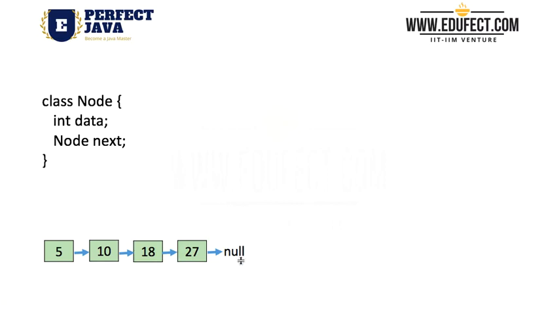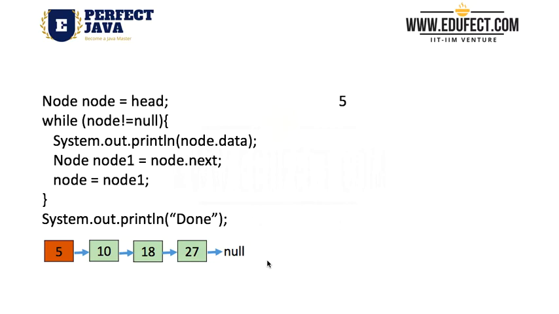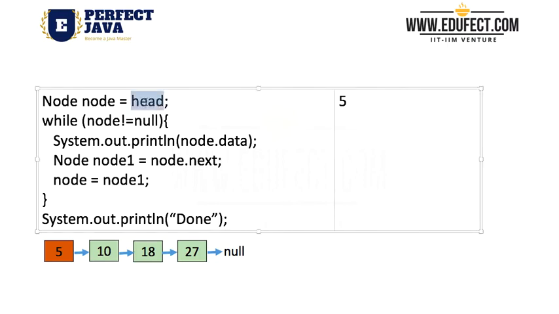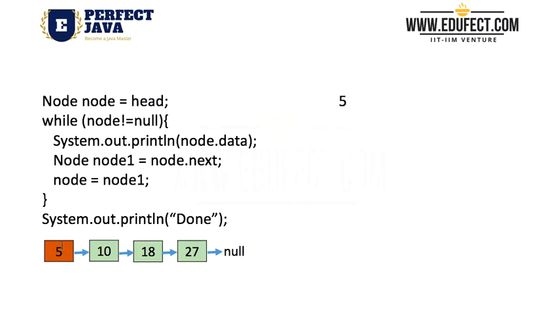Now we will try and traverse this linked list. Let's start traversing it. We have node is equal to head. Suppose we have been given the head of the linked list. Here the head of the linked list is this. Whenever we have to traverse a linked list, we are given its head or starting point. So we have been given the head and we want to start traversing it.